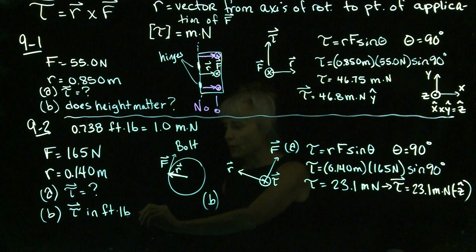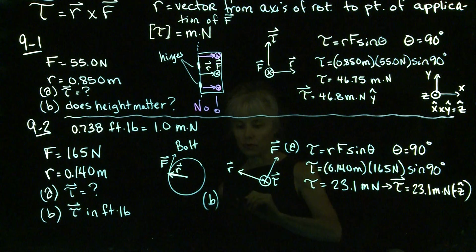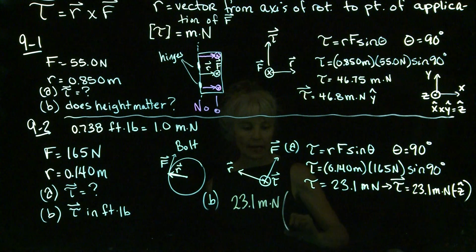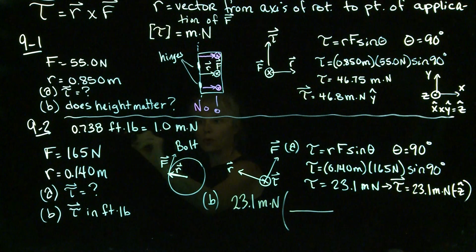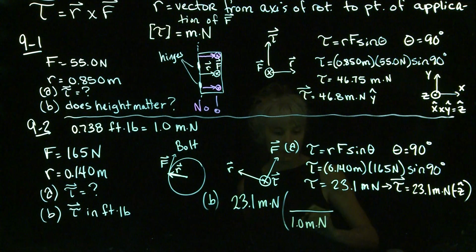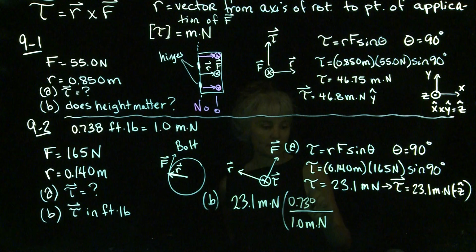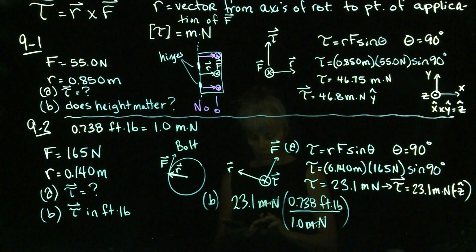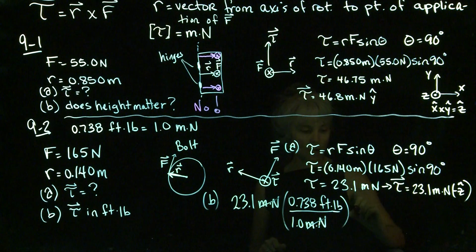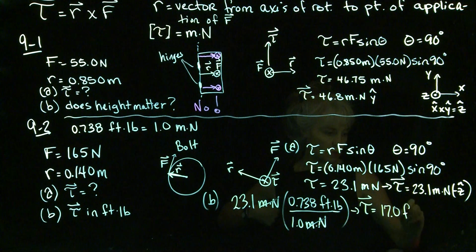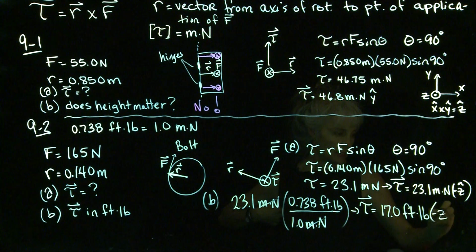So in part B, we want the torque in feet-pounds. We currently have it in meter newtons. So let's take our torque, which is 23.1 meter newtons, and now let's multiply it by a ratio. Which one do I want in the denominator? Well, I want to get rid of the meter newtons that's in the numerator, so I want that 1.0 meter newtons in the denominator, and then I want the 0.738 feet-pounds in the numerator. So the meter newtons cancels, and when I take the 23.1 and I multiply it by the 0.738, I come up with 17.0. So the torque can be written in the British system as 17.0 feet-pounds in the minus z direction.